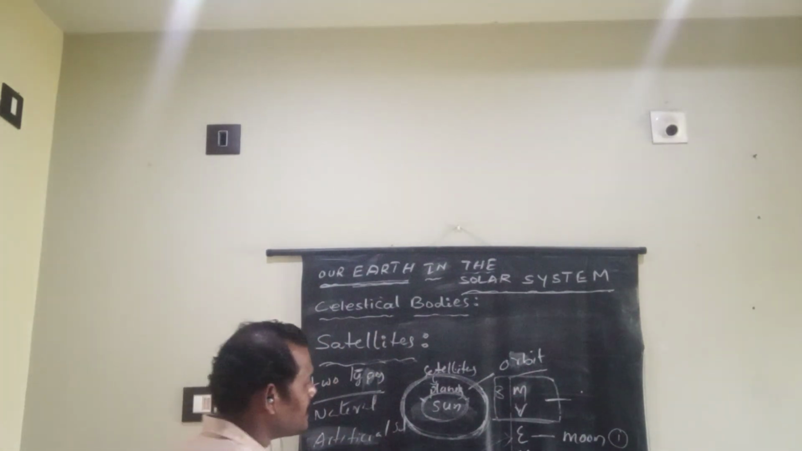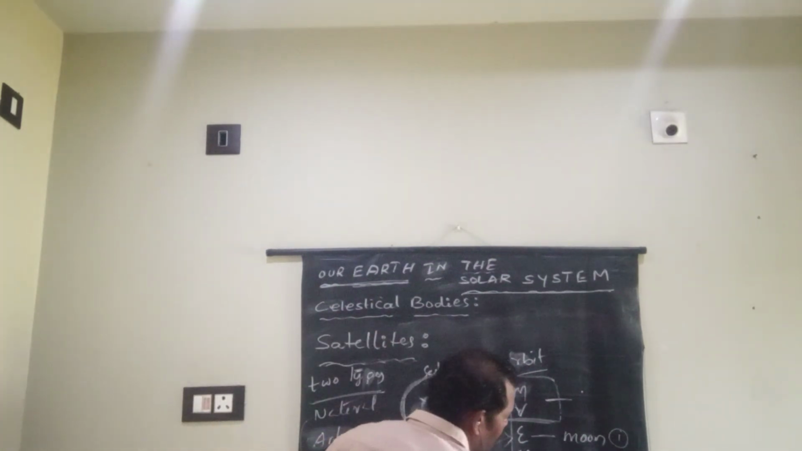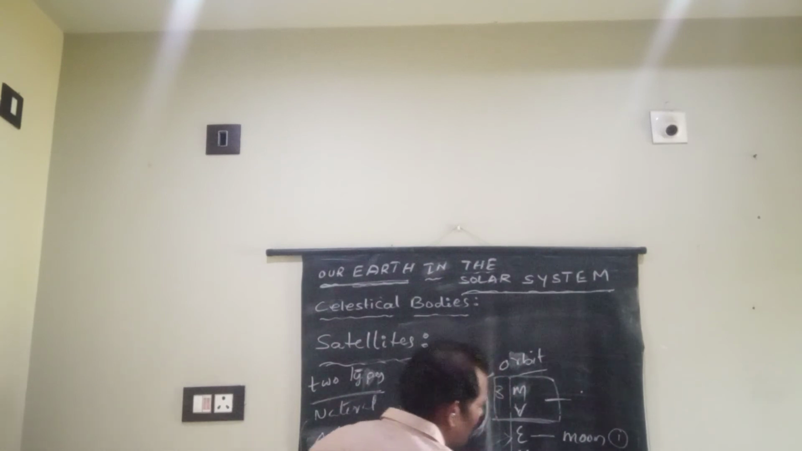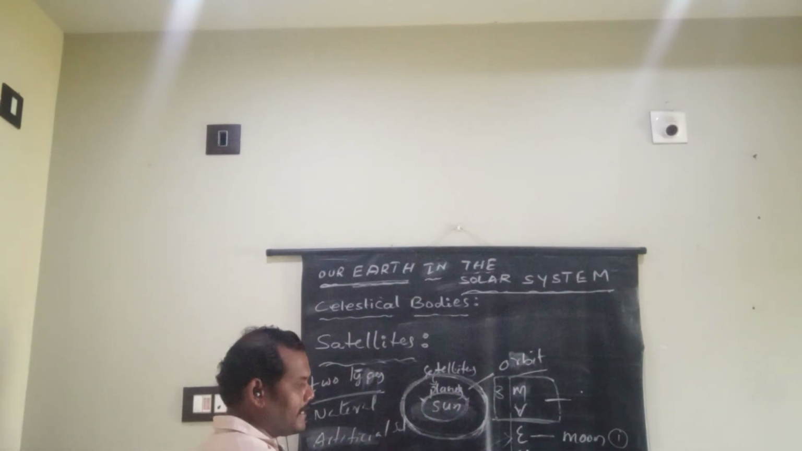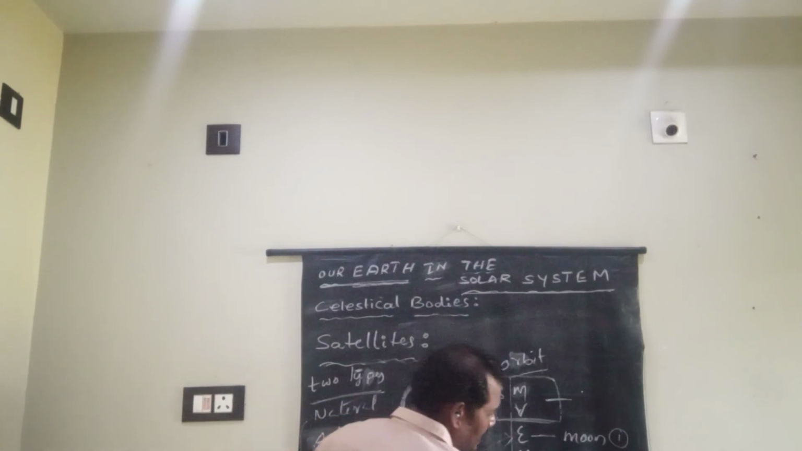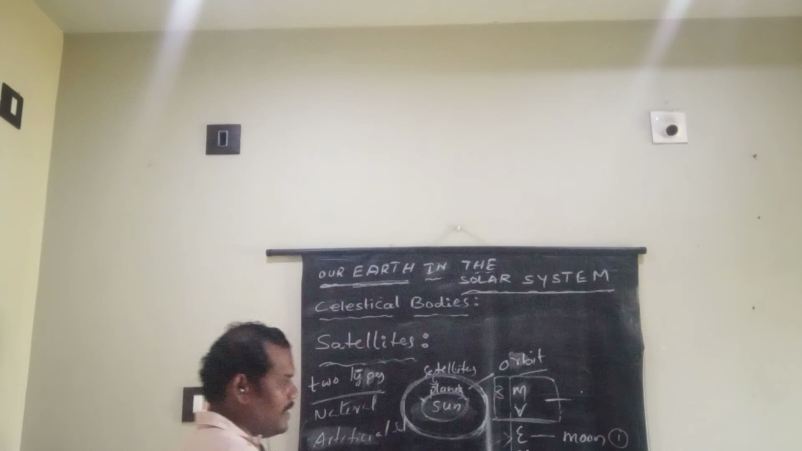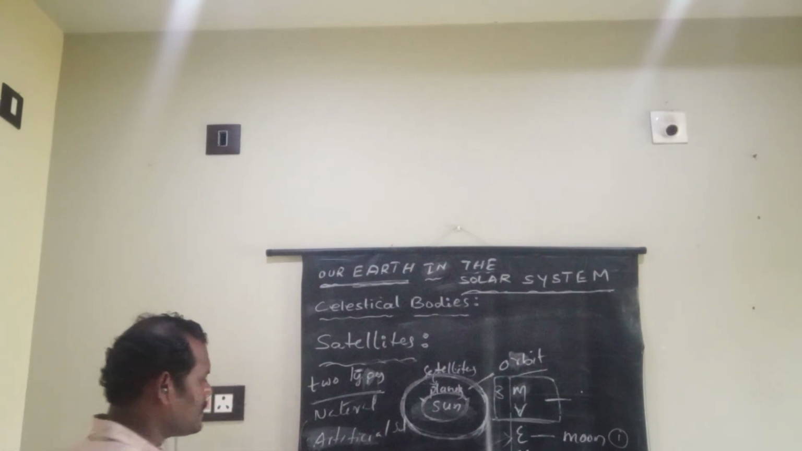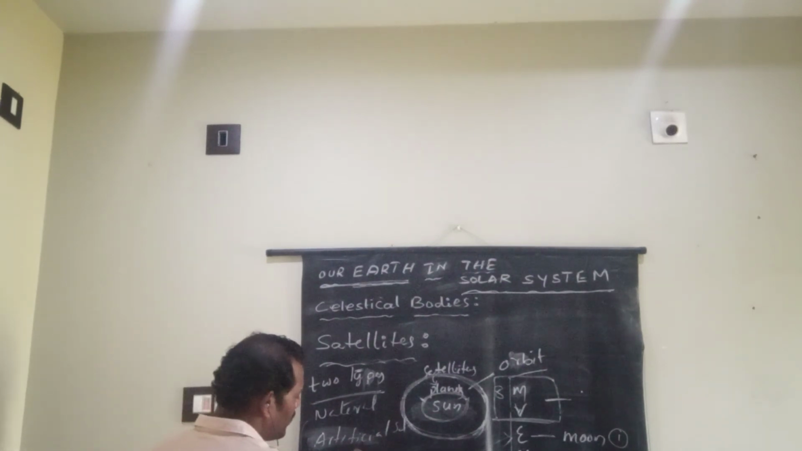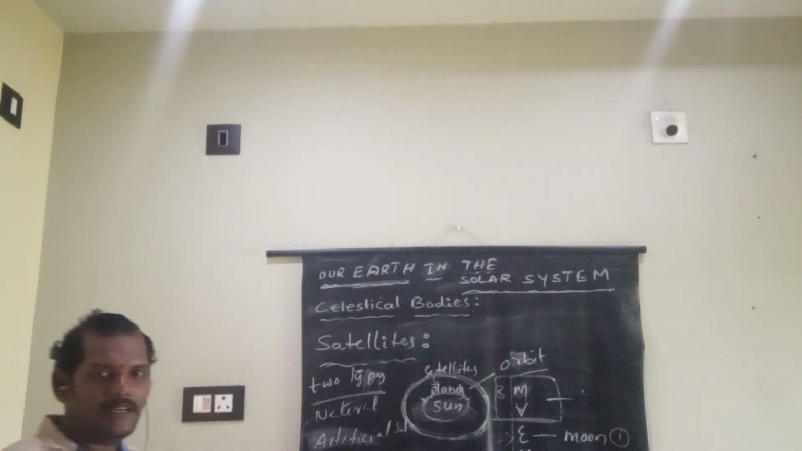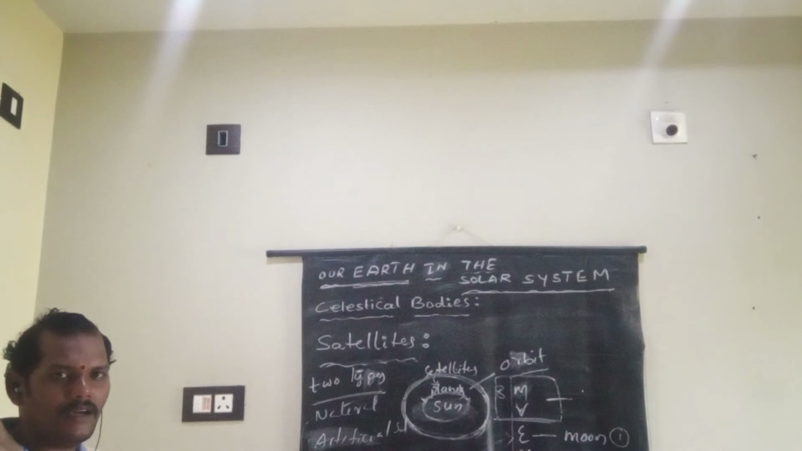Which planet has the highest number of satellites? Jupiter has the highest, 63. The second highest is 58 satellites. The Earth has only one, which is called the Moon. Later we will discuss the Moon.